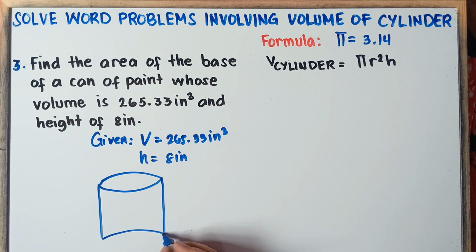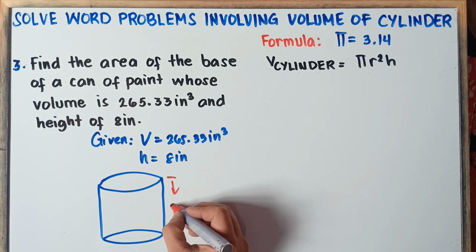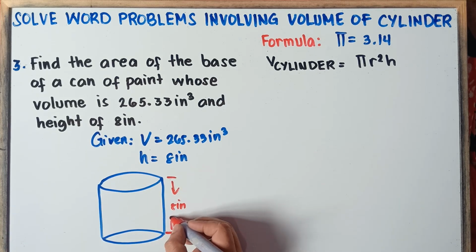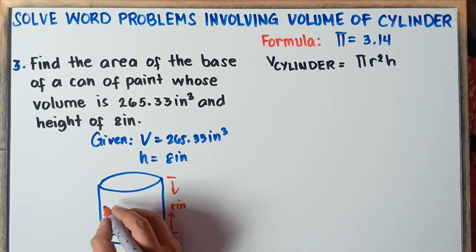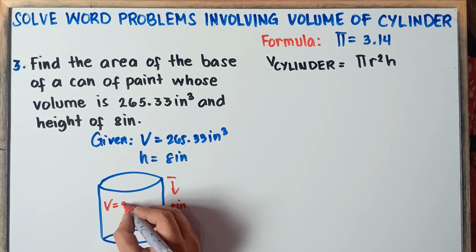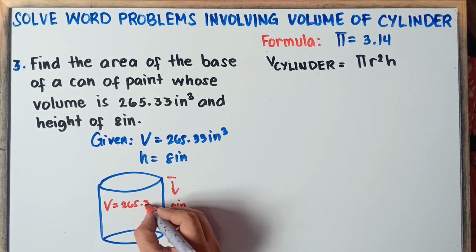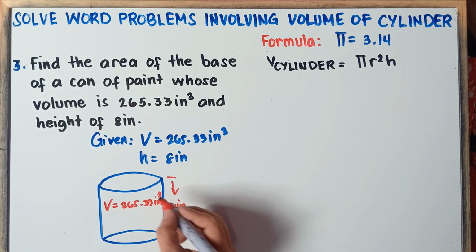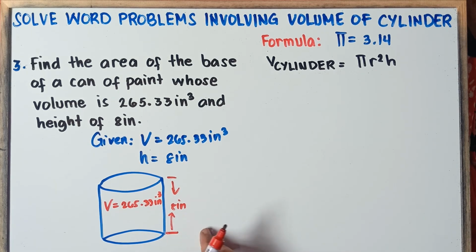Alright, so this is our illustration. The given height is 8 inches. Once again, class, you can illustrate for you to be guided. And then we have the given volume, that would be 265.33 cubic inches. And we are told to find the area of the base.